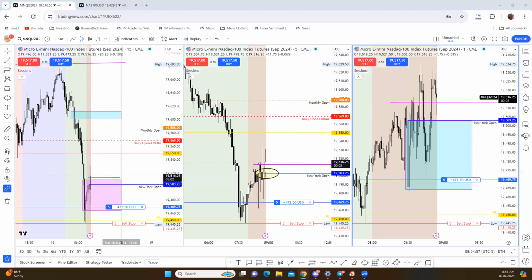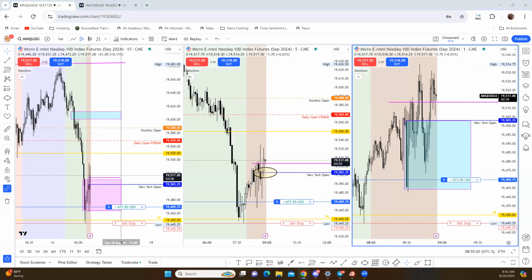ES still looking strong to the 5570s. Daily open, basically. Now, I'd like to see a really strong 15-minute close above 19,520s. At least 20, 30 points above New York on that 15-minute close would make me look a lot more confident, too. Kind of getting some capitulation here. ES still showing strength. We're just really playing around here on NQ.